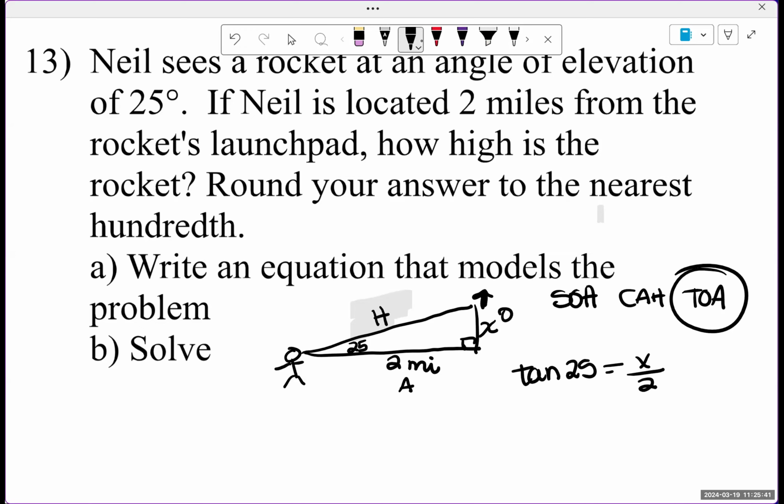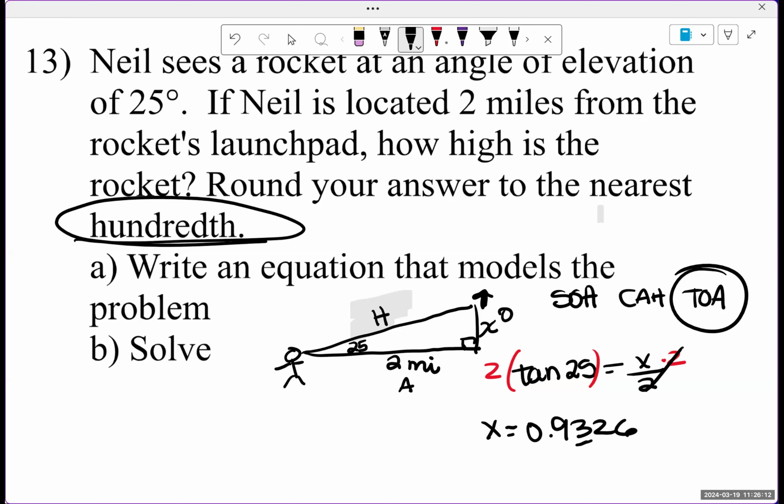Now we are going to isolate the variable first, and then grab the calculator. Multiply by 2. So x is equal to 2 times tangent 25. 2 times tangent 25, close the parentheses. What do we get? 0.9326, nearest hundredth.